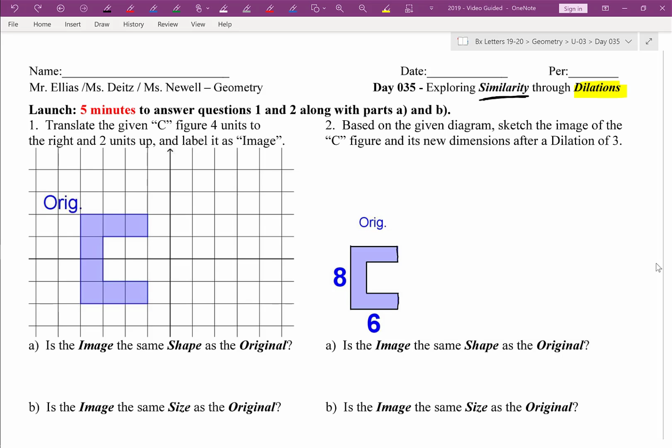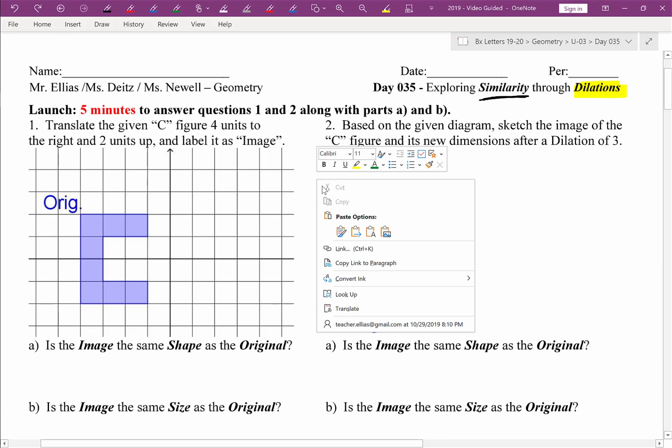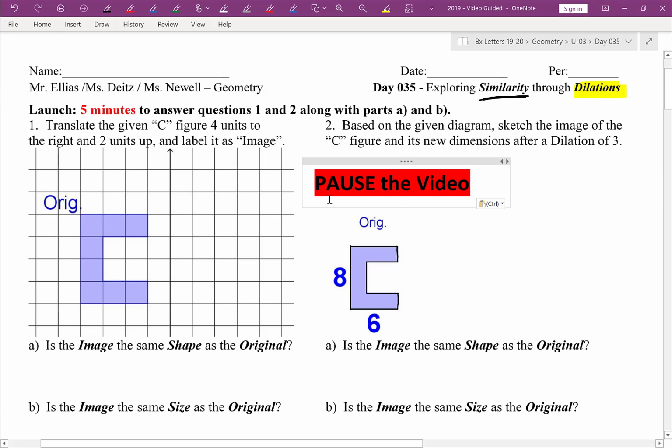So today we're going to be talking about similarity as explored through dilations. To warm us up, we've got these two questions here that we would like you to pause the video and then come back when you've finished them.